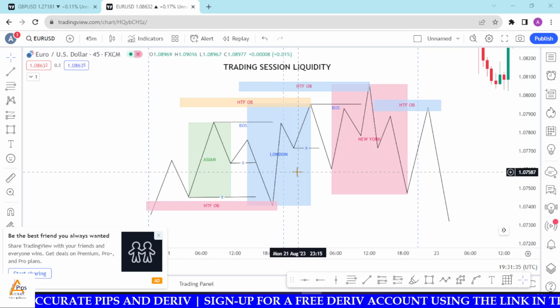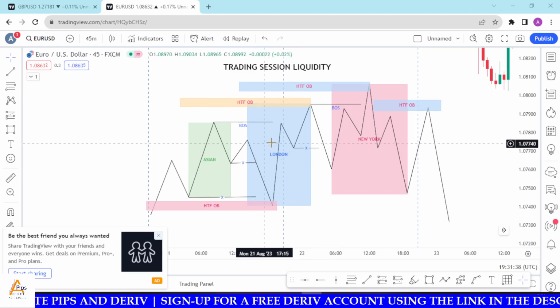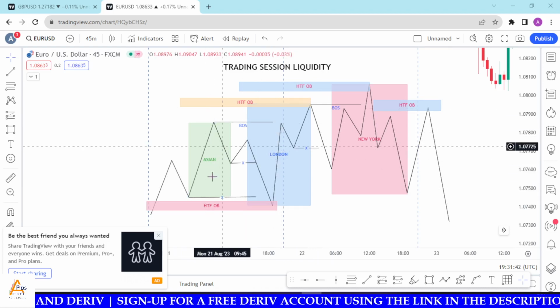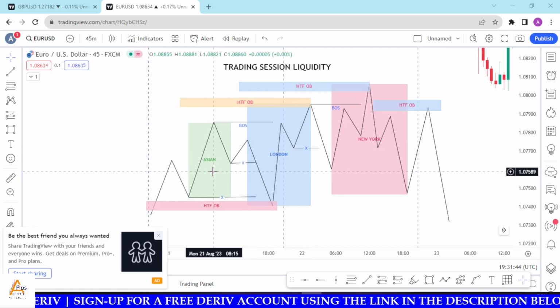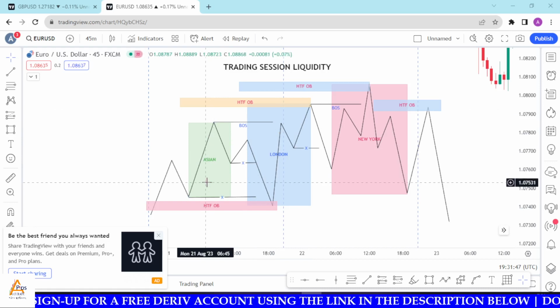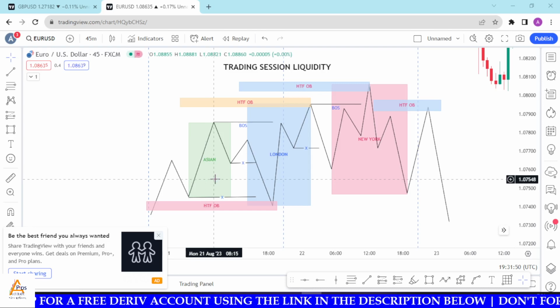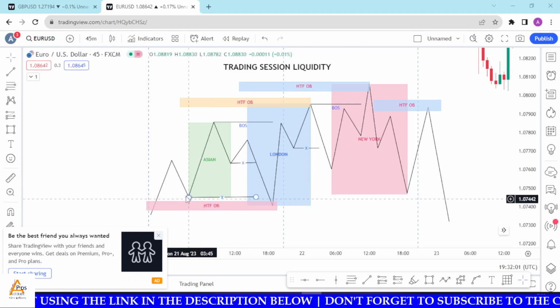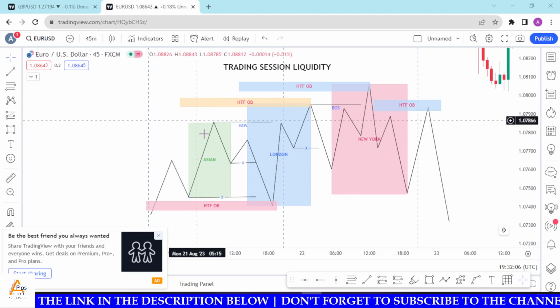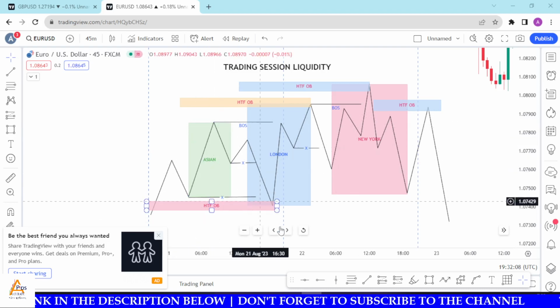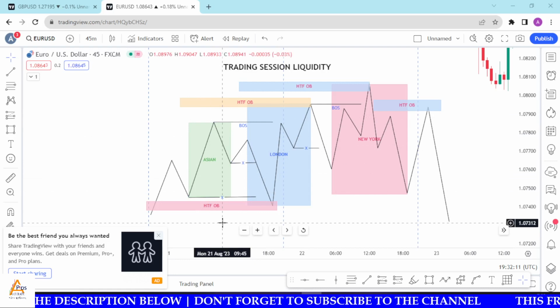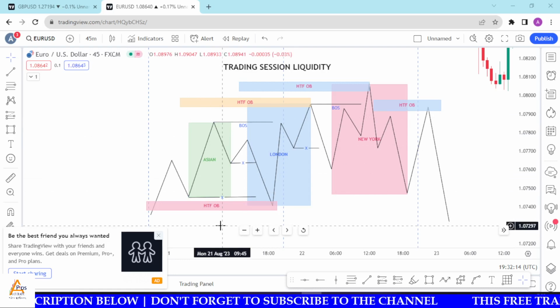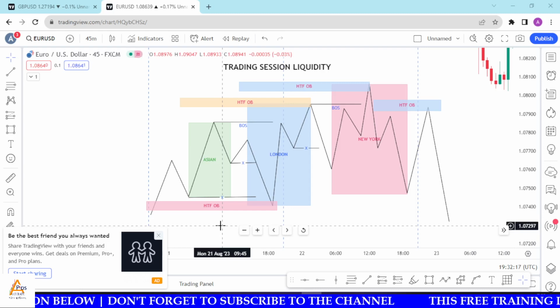So now let's look at this illustration here. This is our Asian session, which I told you earlier is our low volume session, because we have less active traders during this particular session. First, we have to locate our Asian session low and high. So here this is our low and this is our high of the Asian session. Once we do that, there are two ways that we are going to trade this.